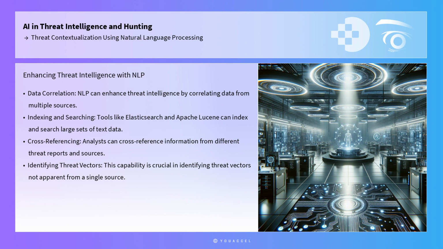Moreover, NLP can enhance threat intelligence by correlating data from multiple sources. Tools like Elasticsearch and Apache Lucene can index and search large sets of text data, allowing analysts to cross-reference information from different threat reports and sources. This capability is crucial in identifying threat vectors that might not be apparent when analyzing data from a single source. For instance, a pattern of malicious activity identified in one region can be cross-referenced with similar activities reported elsewhere, providing a broader context for potential global threats.